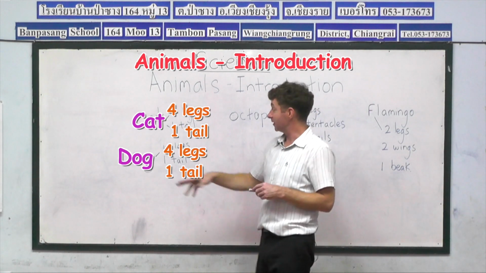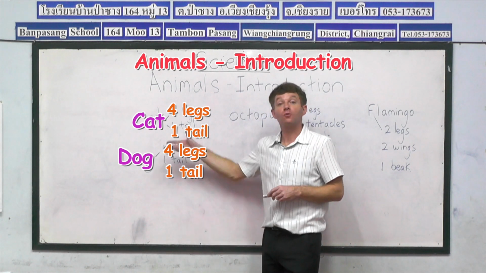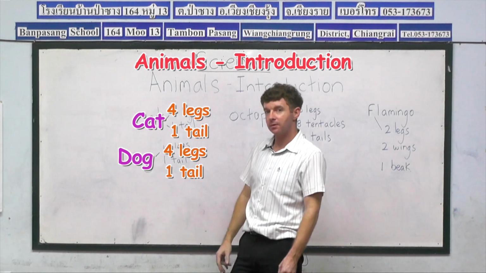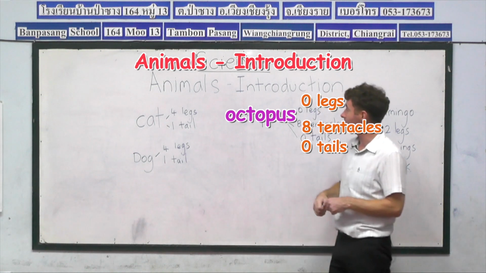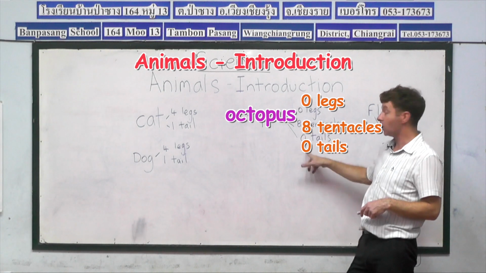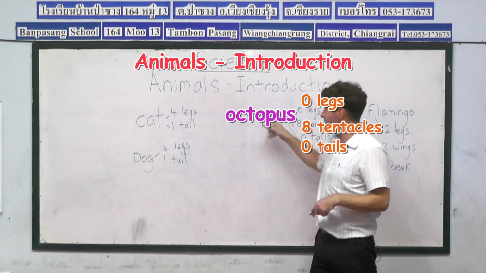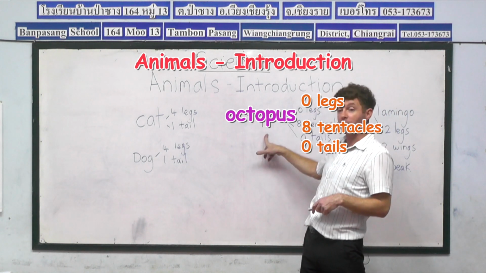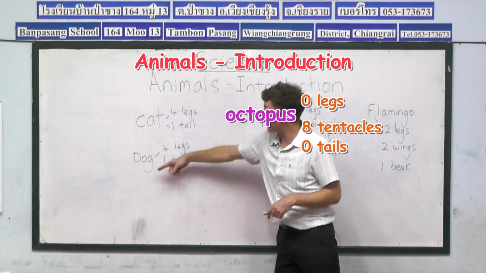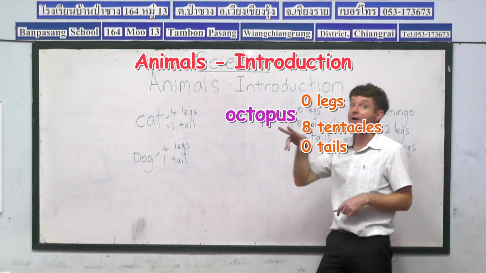So, okay, guys, we've got 3 different sets of animals on the board. Cat, dog, 4 legs, and 1 tail. So we can see how even though they're different animals, they're still very similar. But then we move on to other types of animals like octopus. No legs, no tails, 8 tentacles. So look at that. Look at the difference between an octopus and a cat, or an octopus and a dog. Whereas the cat and dog are very similar, the cat, dog, and octopus, very different.